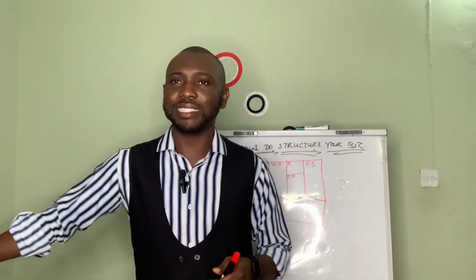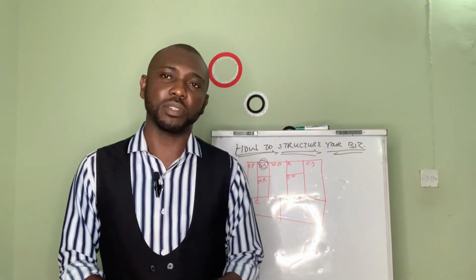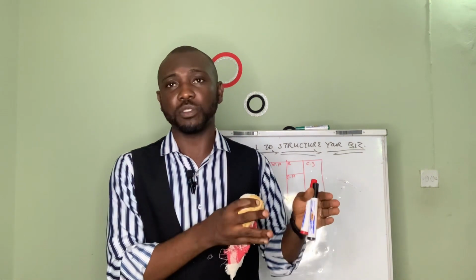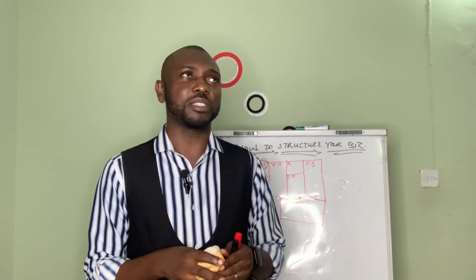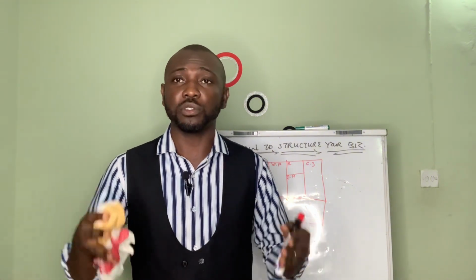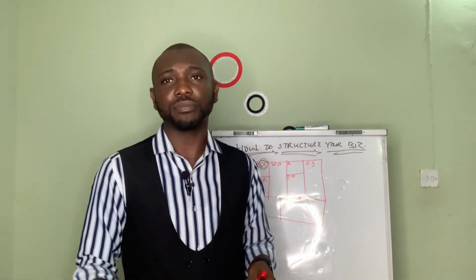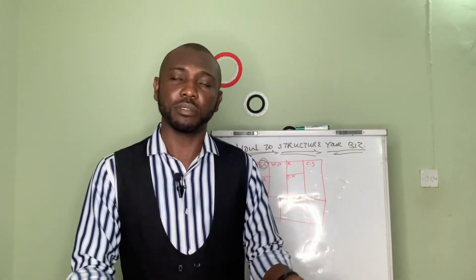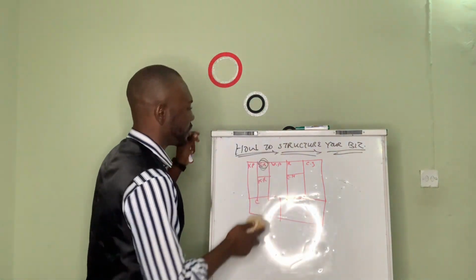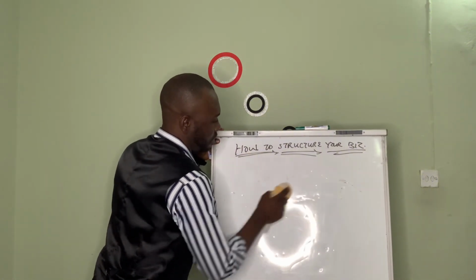Now, for the sake of making this more practical, I love things that are very practical, I'm going to be using a service-based business, and I'm also going to be using a product-based business. For the service-based business, we can use a cleaning service. For the product-based business, we can use caterers, say a baker, someone that makes cakes and sells them for a living.